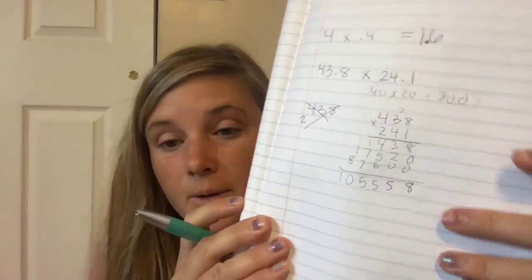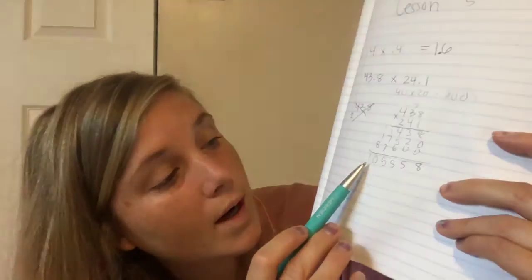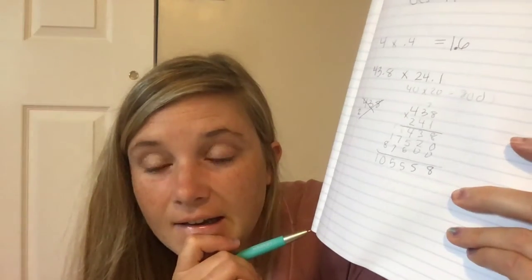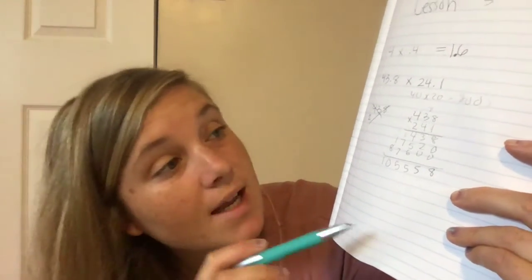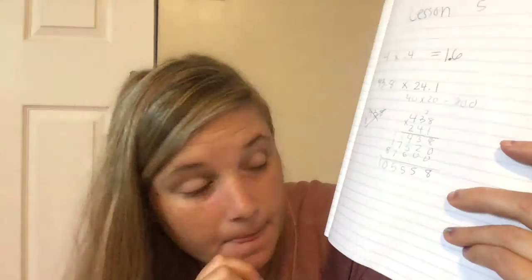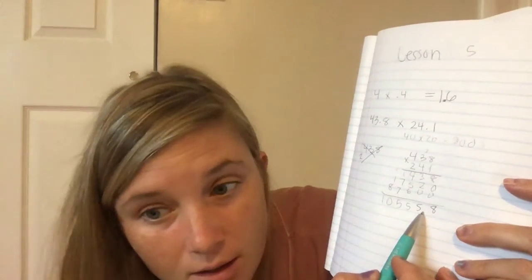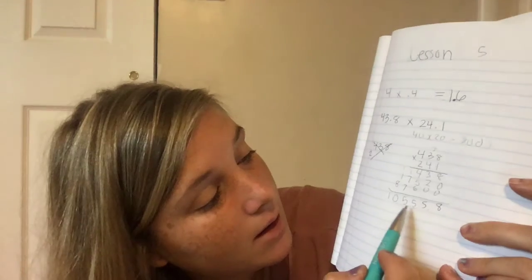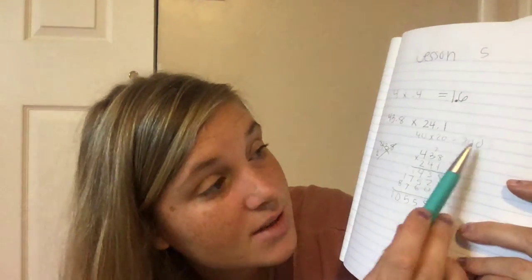So then we get our answer. Let's put our zeros in. No, I'm sorry. Okay, we got our answer, right? 105,558. Now remember how when we estimated, we know that our answer is close to 800. So let's see, if we put our decimal here, what number have we created? We've created 10,555. Is that close to 800? No. If we put our decimal here, what have we created? 1,055.58. Is that close to 800?